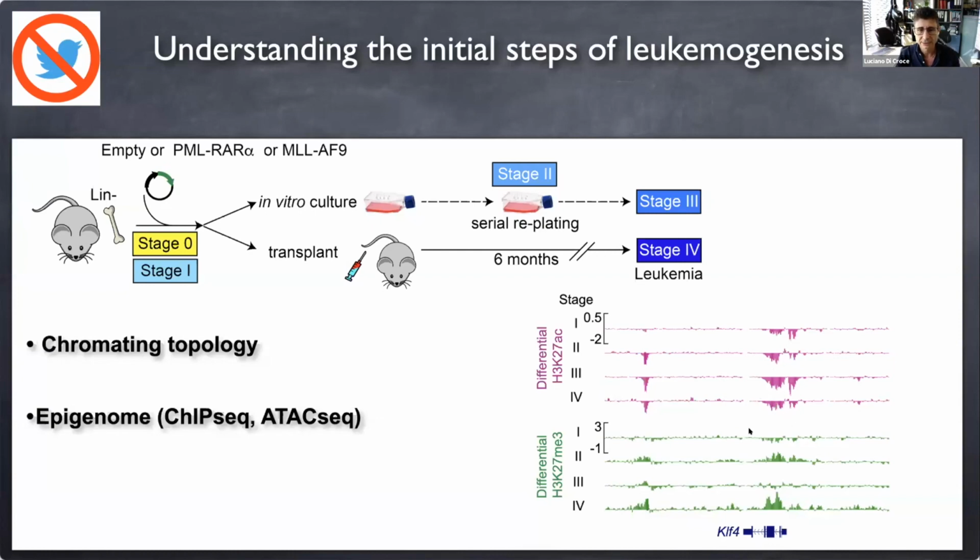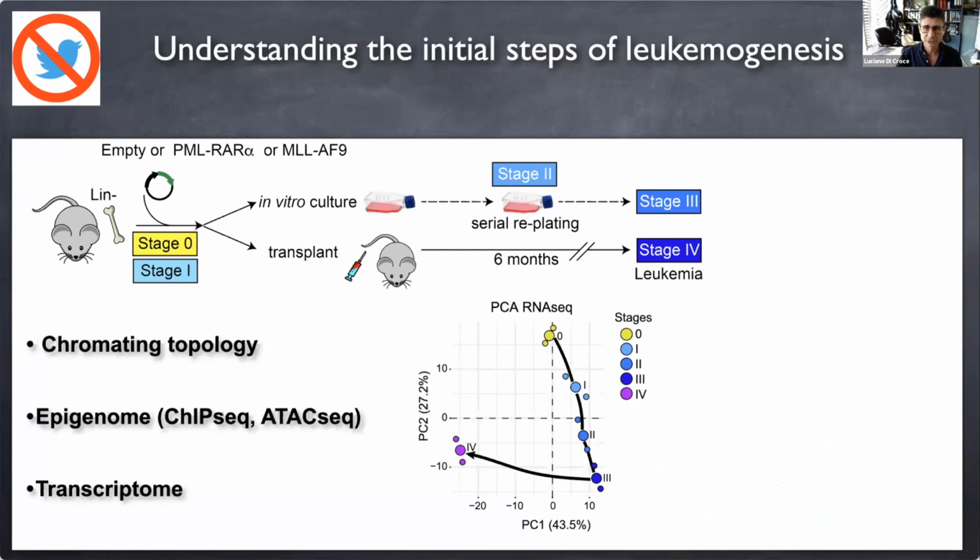And this goes hand in hand with a gain of trimethylation, which means this region of KLF4, which is an important gene for hematopoietic differentiation, loses active marks and gains a repressive mark, like the Polycomb mark. And this upon expression of the oncogenes.